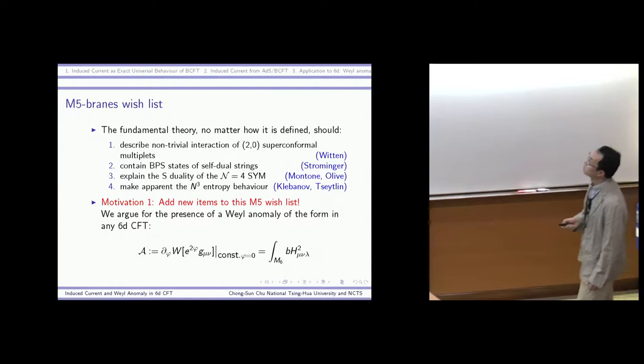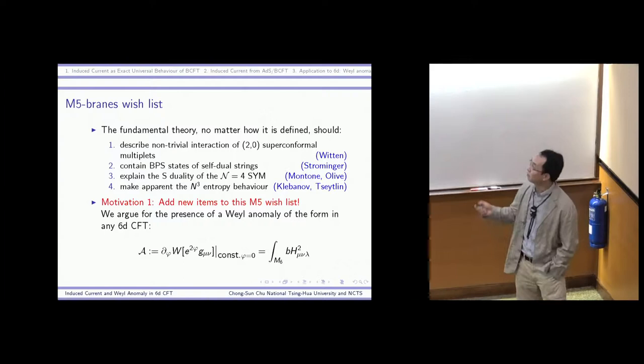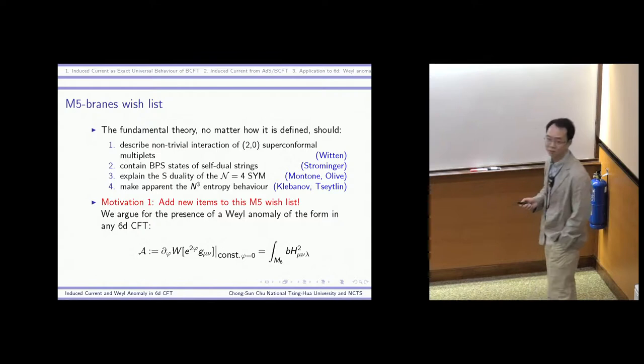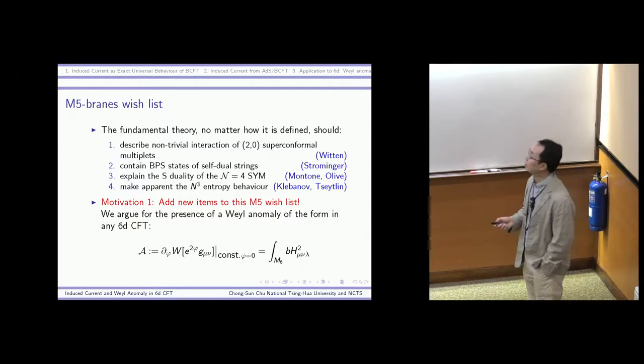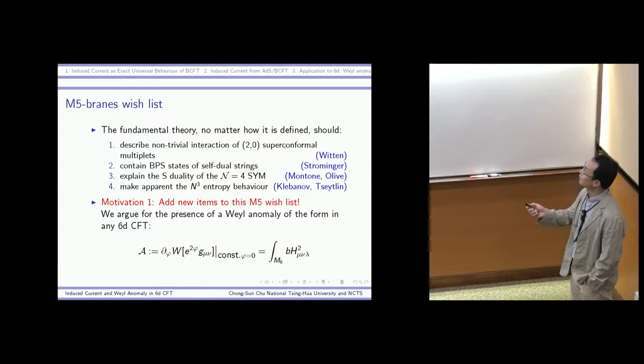For the fundamental theory, I put a wish list here. Christian and Neil already talked about the wish list, so I just put up my wish list here. There's a lot of overlap, but these are the points which I think we all agree the fundamental theory should describe: interaction for the (2,0) supermultiplet. It should contain a BPS state of self-dual strings, which can be seen from the open membrane ending on the M5 brane. And it should also explain the S-duality, this Tachikawa test that was mentioned. And also there's the entropy behavior discovered using AdS/CFT.